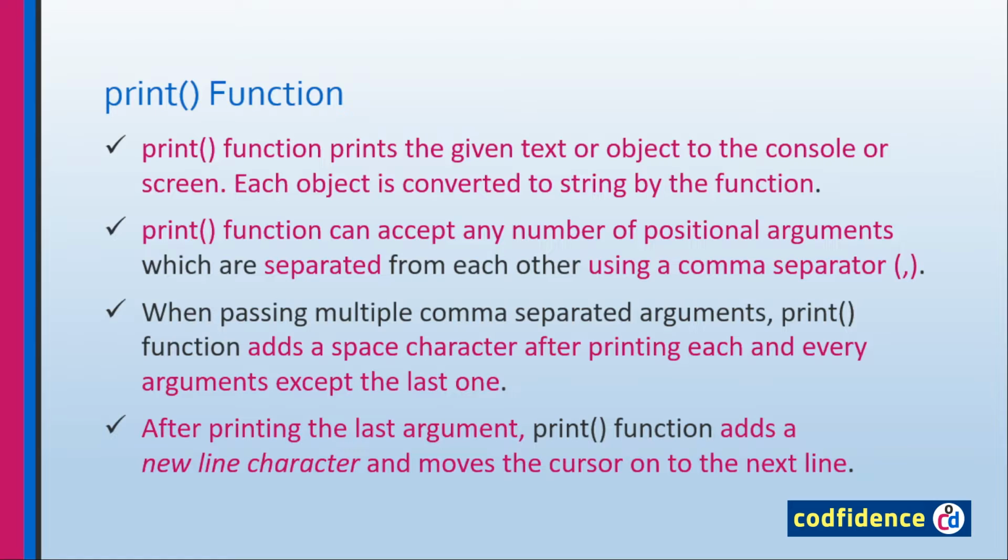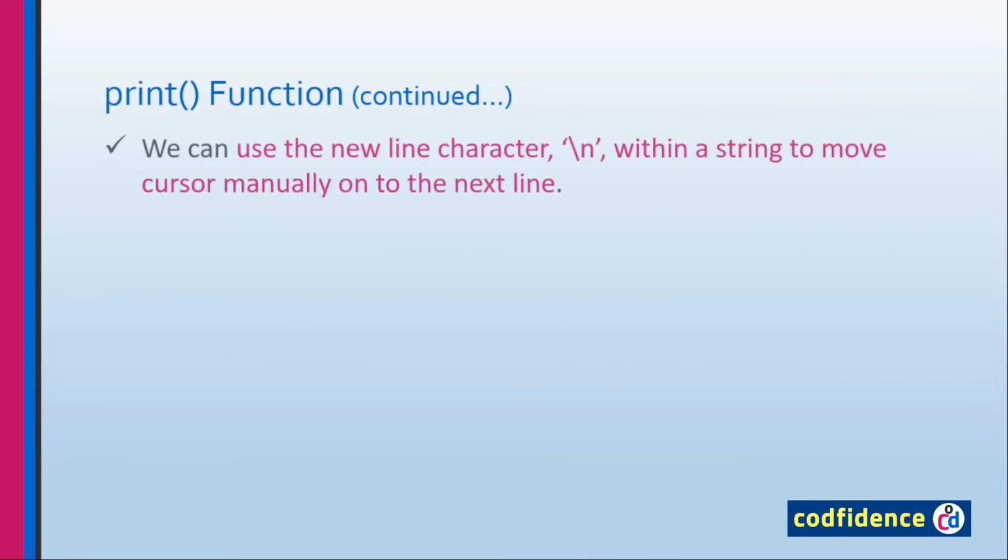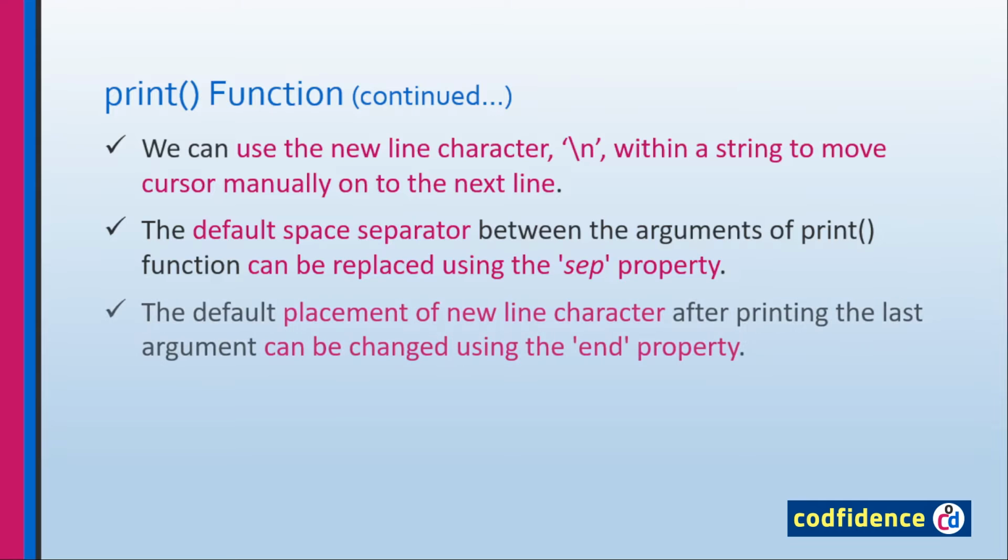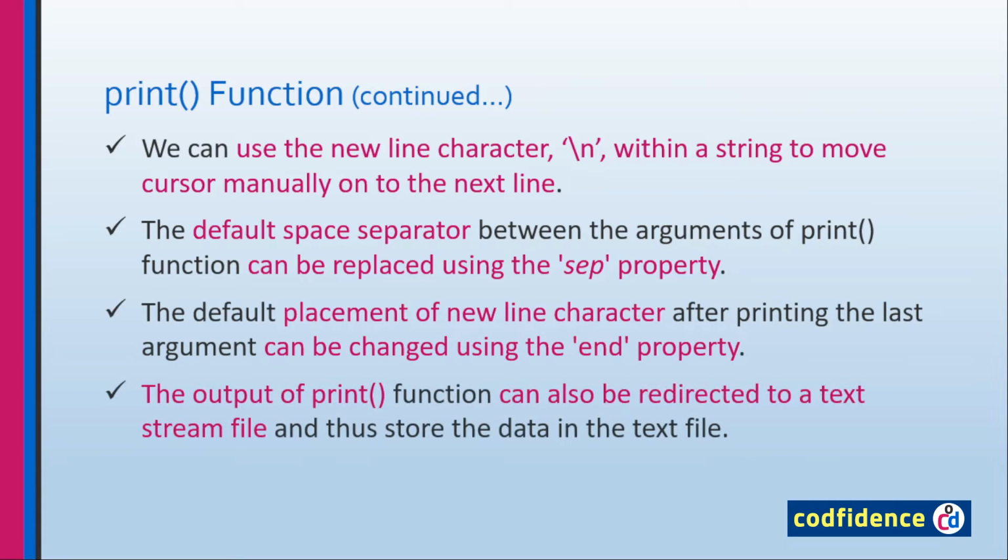When passing multiple comma separated arguments, print function adds a space character after printing each and every argument except the last one. After printing the last argument, print function adds a new line character and moves the cursor onto the next line. We can use the new line character \n within a string to move cursor manually onto the next line.